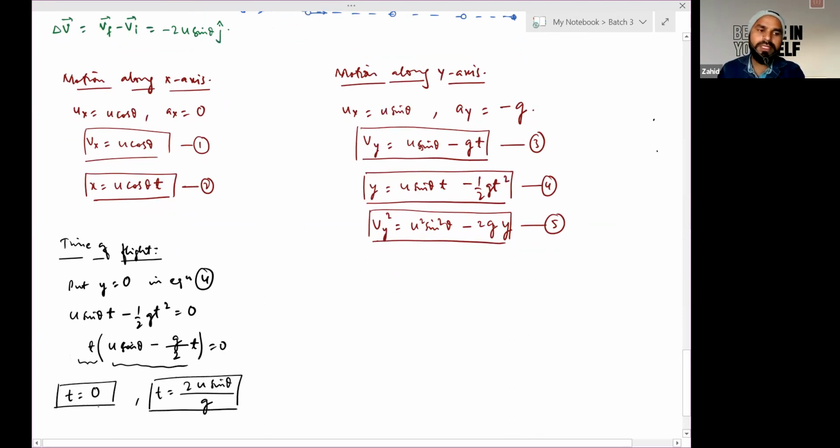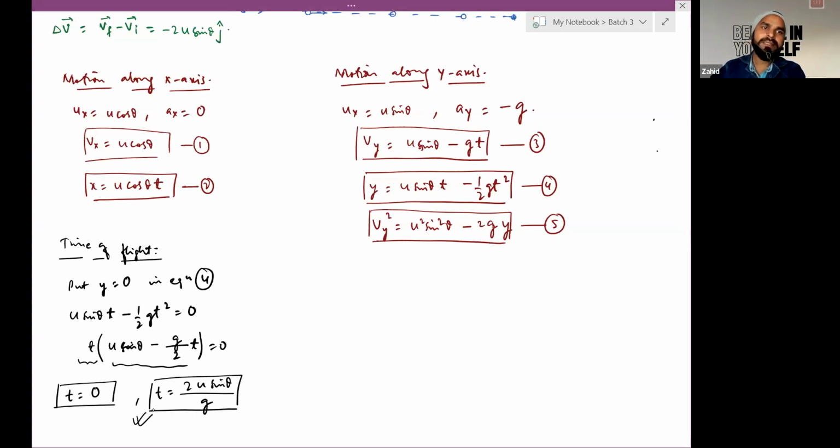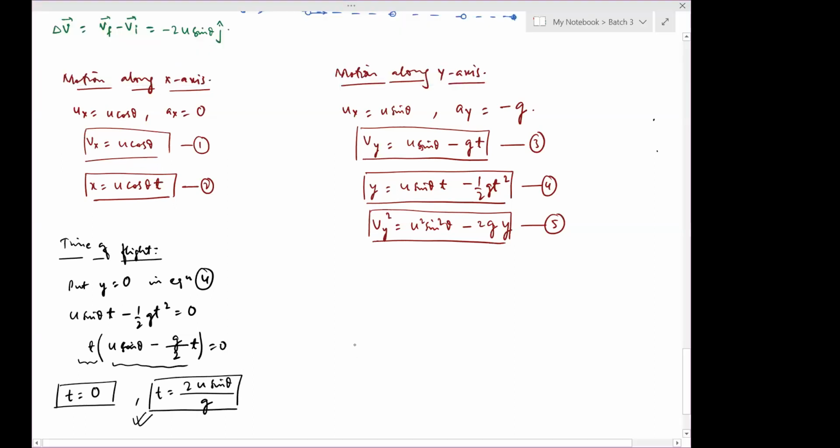Which means t equals 0 is the starting point or point of projection, and t equals 2u sine theta divided by g is the total time taken by the body for this entire motion. So this time will be termed as time of flight. Is it clear? Yes, sir.